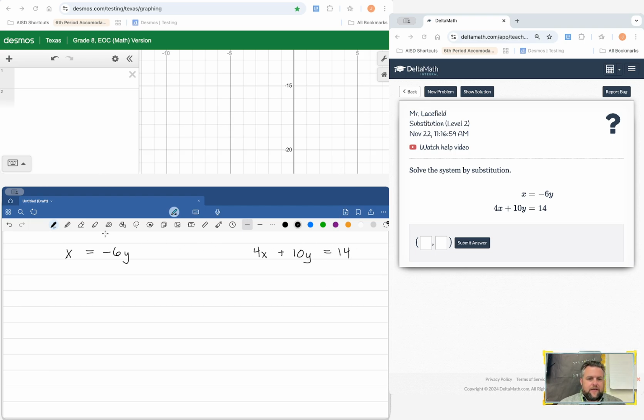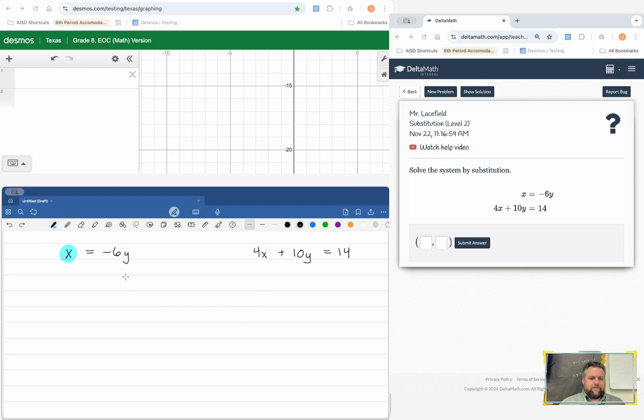Now, this is a level 2 problem because we do not have y equals, but we do actually have a variable that is isolated. So here the x is isolated. So what I'm going to do is substitute for every x in the second problem. We're going to substitute negative 6y. So there's the x in this problem. We're just going to substitute it. So what that means is this.